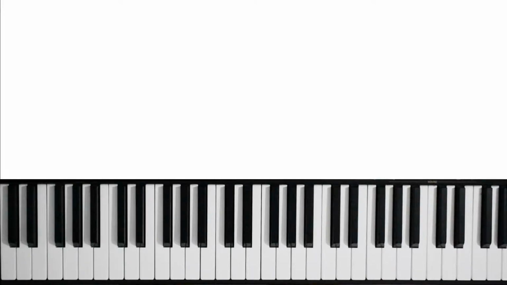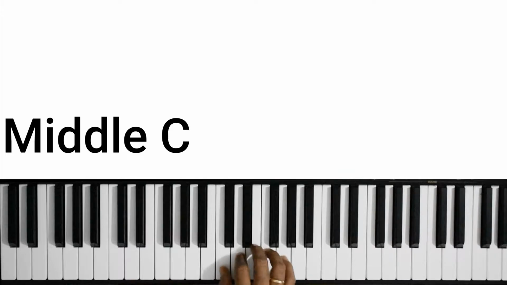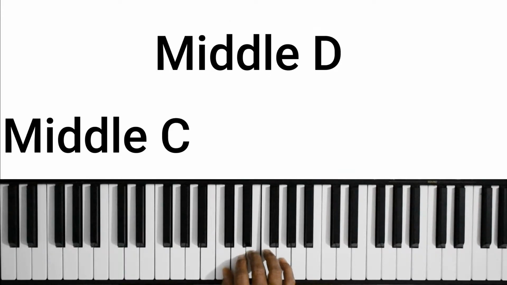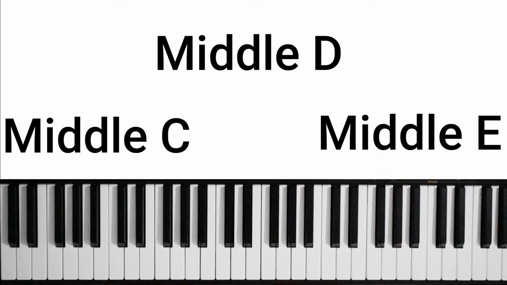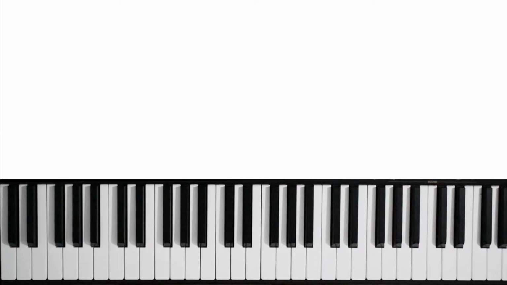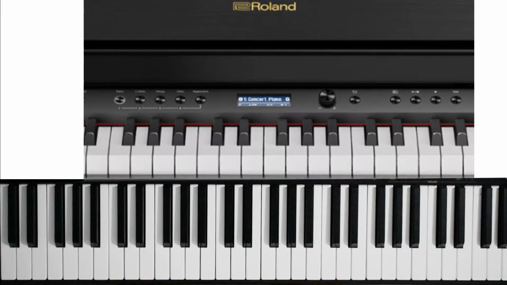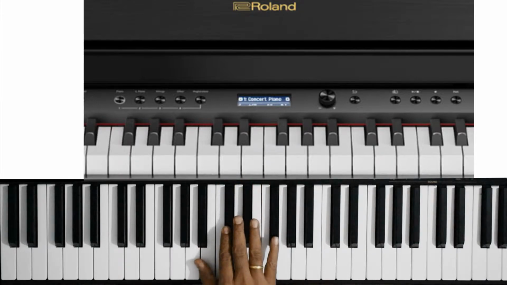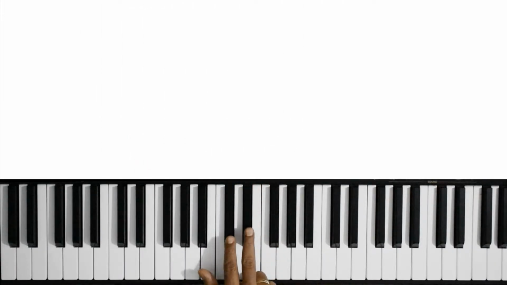This is lesson number 1, and in this lesson we are going to learn middle C, middle D and middle E. Now to find middle C, it's very easy. By the way, a piano is made up of 88 keys. Right in the center you will find the name or the brand of the piano. What you need to do is just go down and find a pair of 2 black keys.